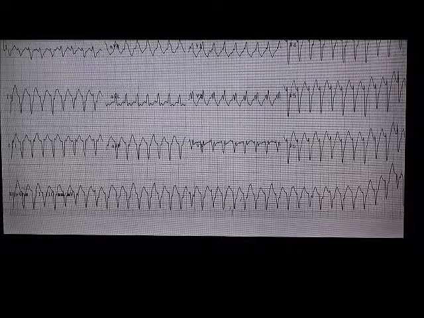Lead 1 is negative, an extreme axis, a northwest axis. So this also goes with VT. Anything else? What about concordance? Actually, no, it's discordant. Positive V1, negative V6, so it's discordant. This doesn't help you. If you have concordance, this is probably VT. If you don't have it, it could be VT, it could be SVT. It doesn't help you much.